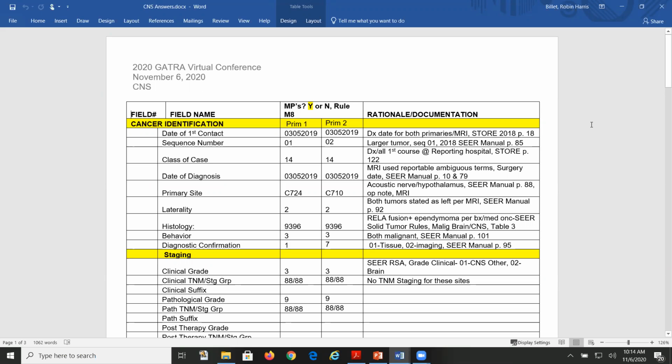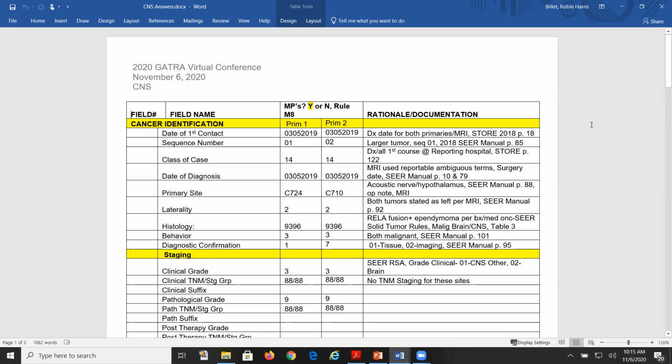Our date of first contact is 3/5/19 per the MRI. And I want you to notice in this rationale documentation column that I have provided the manual and the page number in the manual for your reference for instructions on how to code these data items. We have sequence number 1 and number 2 because these are both malignant primaries. We coded the acoustic nerve primary as sequence 1 because it was the larger tumor. And then the hypothalamus primary is sequence 2.